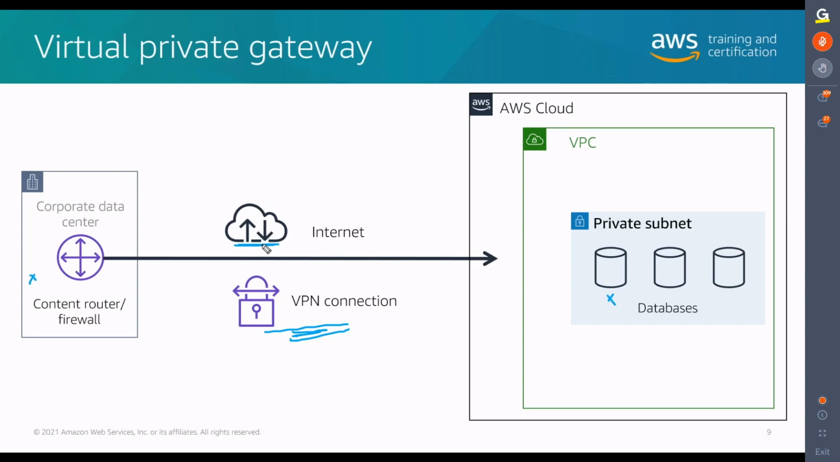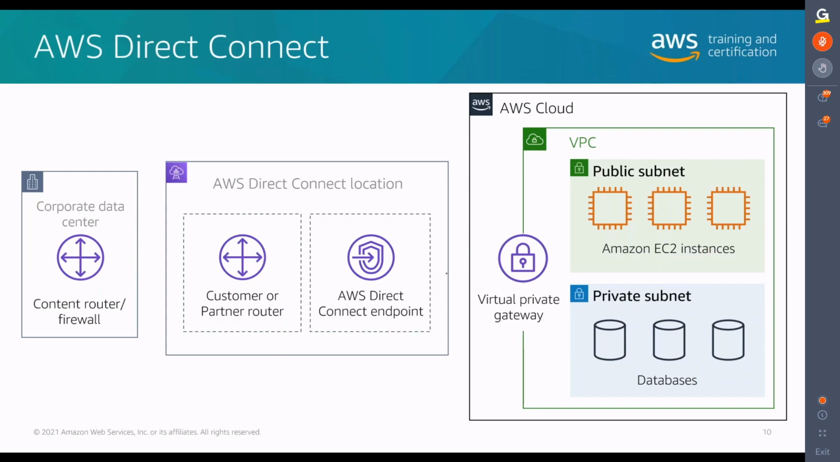Since we're crossing the internet, we may have some objections, especially when it comes to speed. The internet can fluctuate a lot in terms of speed. Sometimes you get really good performance on the internet, sometimes you don't. And so some people prefer, rather than using this VPN solution, option number 2, which is to do Direct Connect.